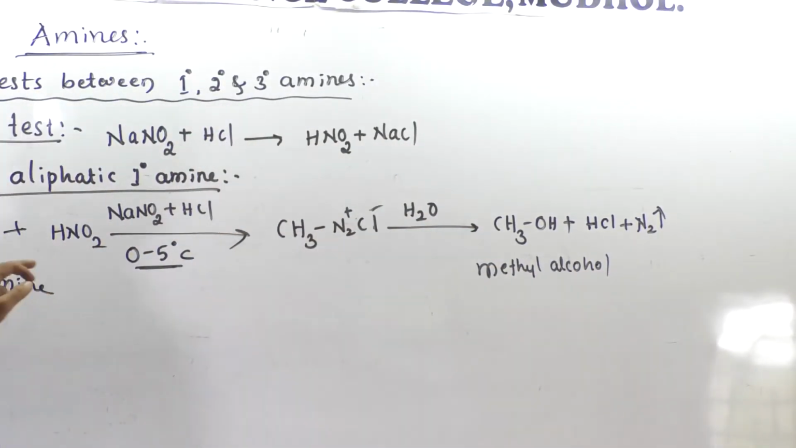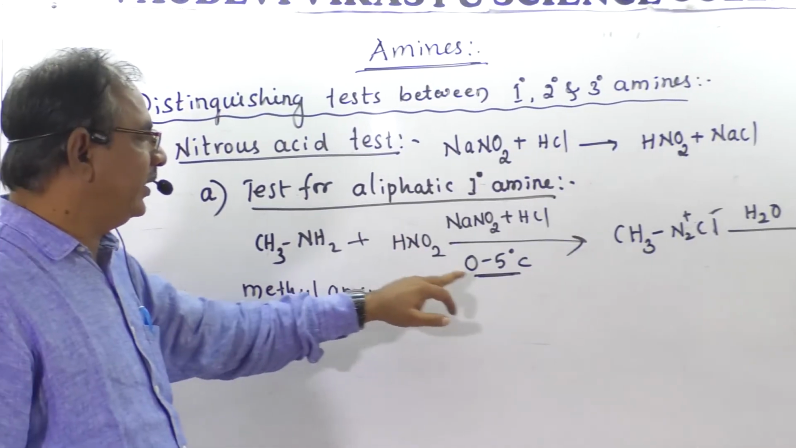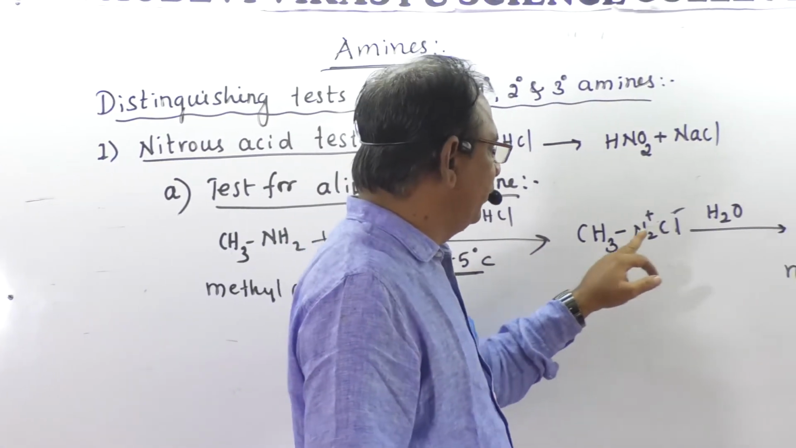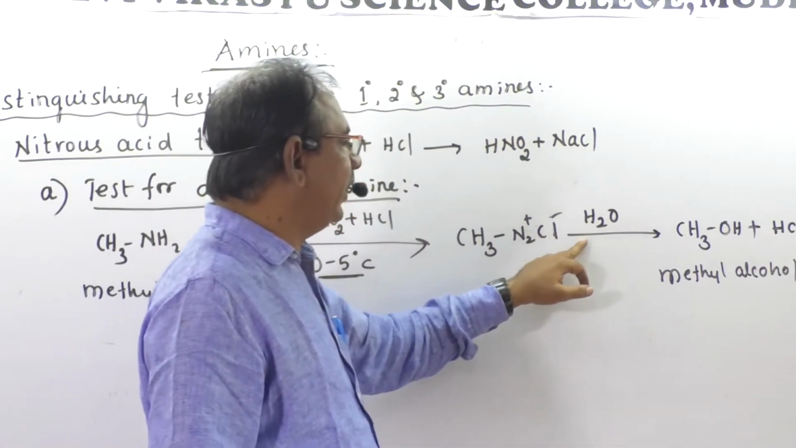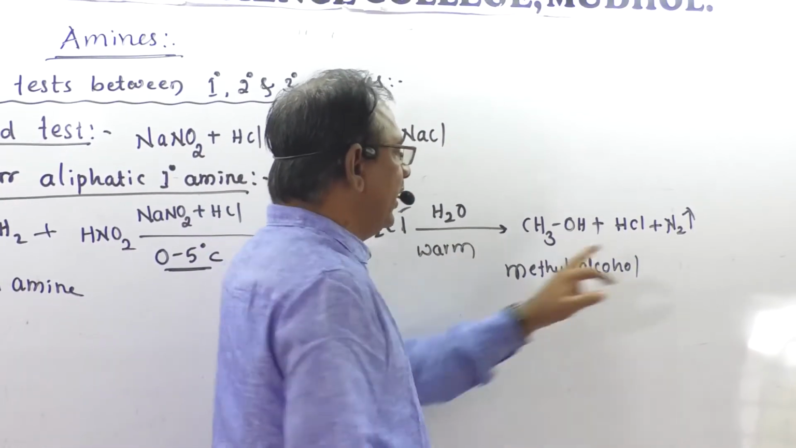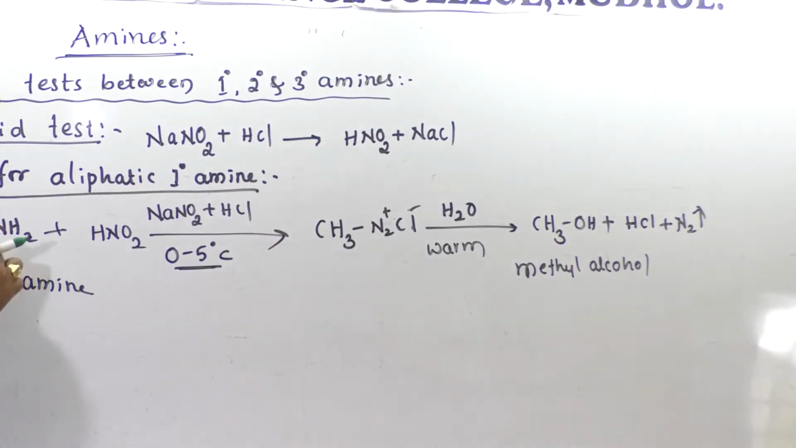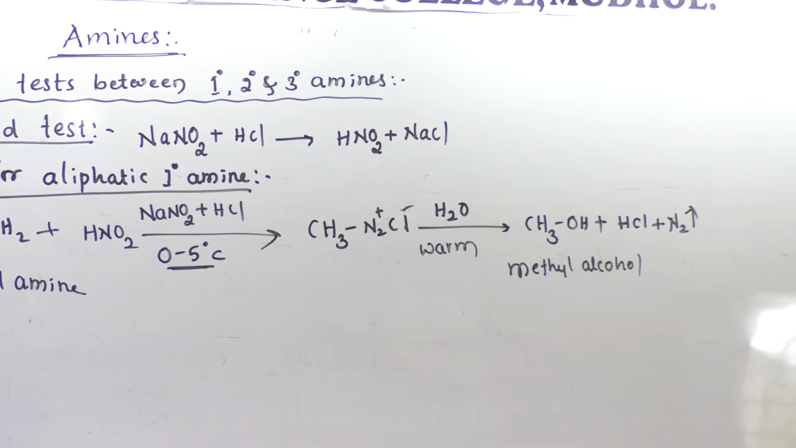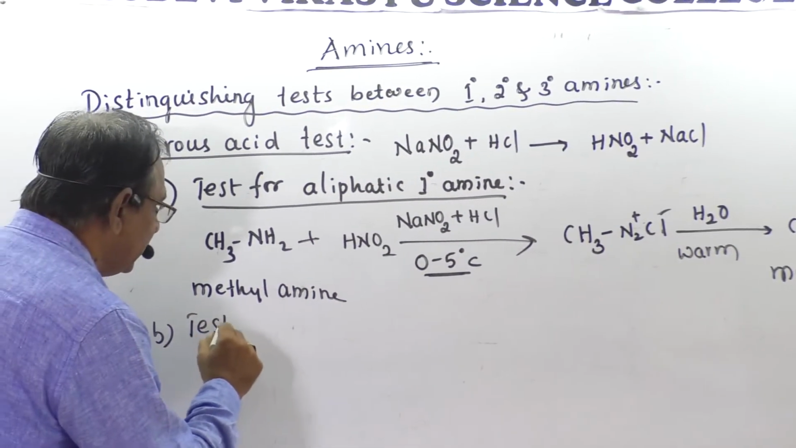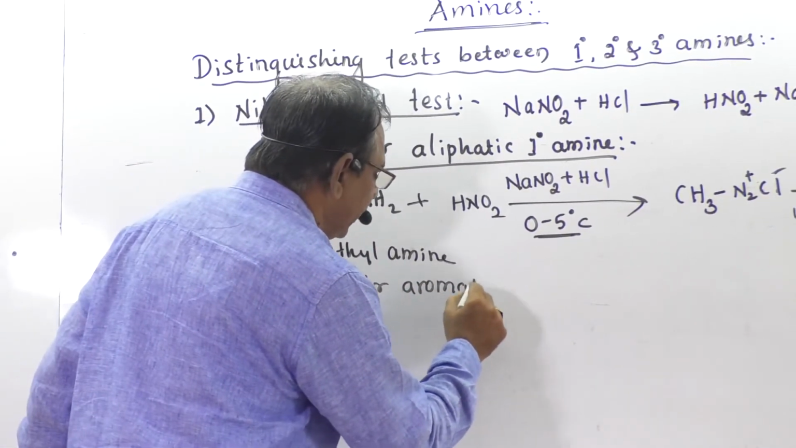So primary amines, when treated with nitrous acid at 0 to 5 degrees Celsius, then diluted by adding water and warmed, eliminate nitrogen gas to form methyl alcohol. Instead of methylamine or an aliphatic primary amine, if we use an aromatic primary amine, that is the test for aromatic primary amine.